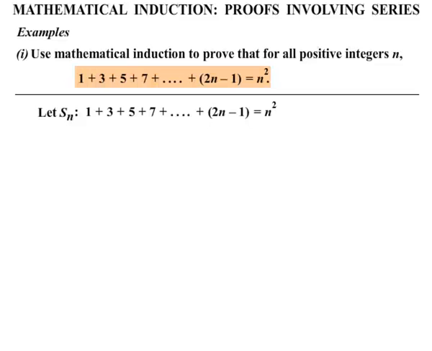So we're going to let Sn be that. Now we need to follow a few formal steps. Okay, step 1 is to prove that the statement is true for n equals 1.